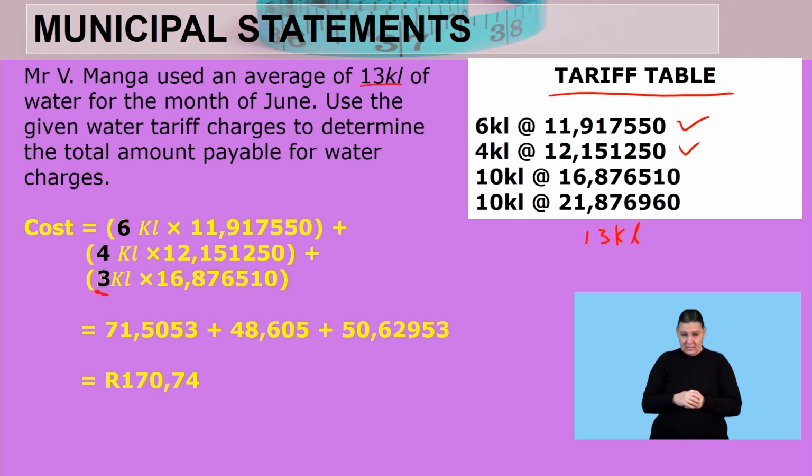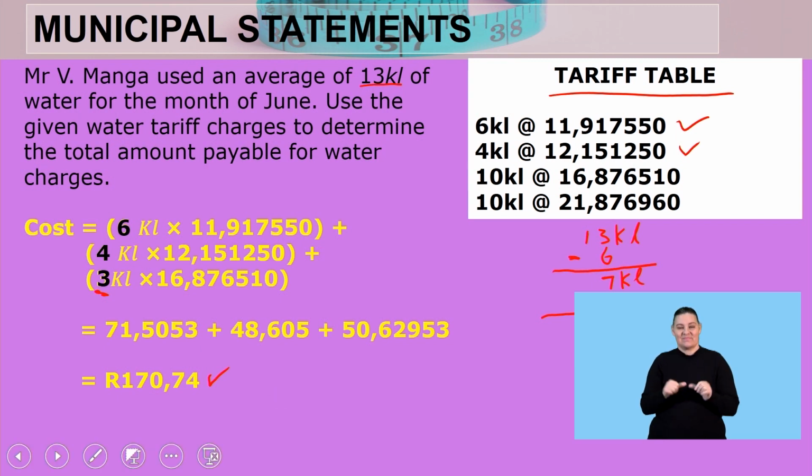We've got to take away the total of 6 that we used. And then we get 7 kiloliters. Then we took away 4. And what are we left with? 3 kiloliters. And that's where we got those 3 from. Nice work. Once you do that, you plug it all into your calculator, and we get our answer. Let's carry on.